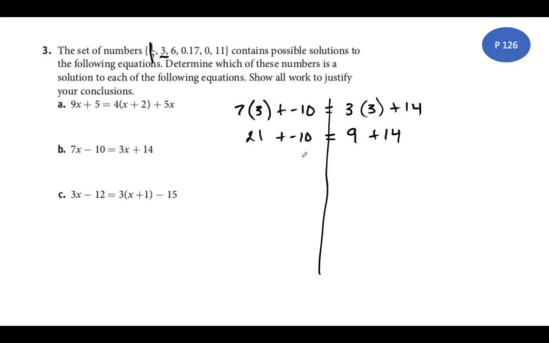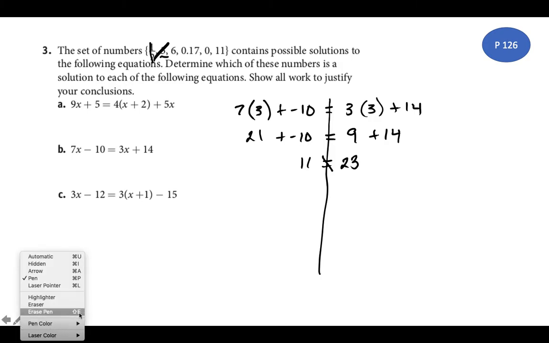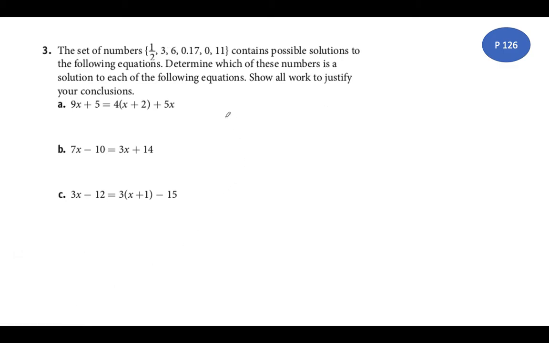21 plus negative 10 is 11. 9 plus 14 is 23. 11 is not equal to 23, so 3 doesn't work. Do you see why it's way better just to solve these algebraically? How painful is this? All right, erase pen.